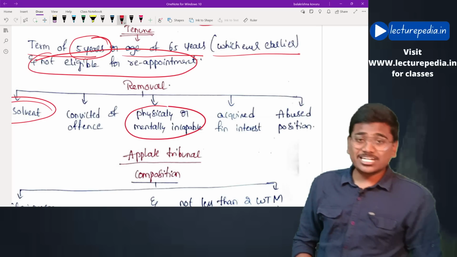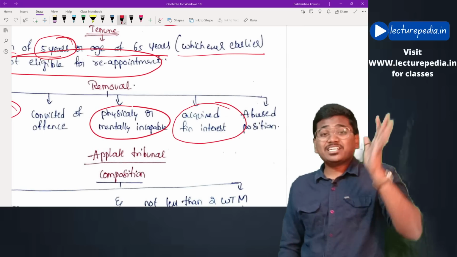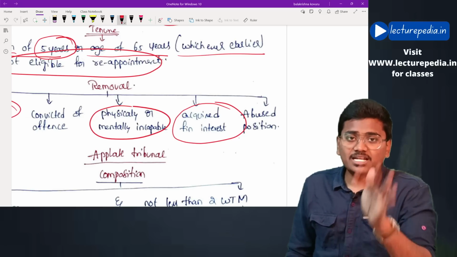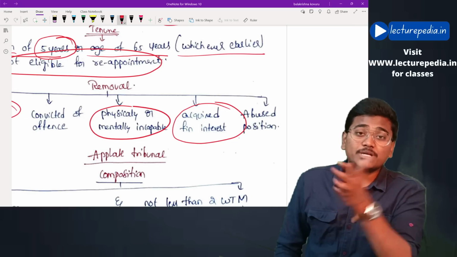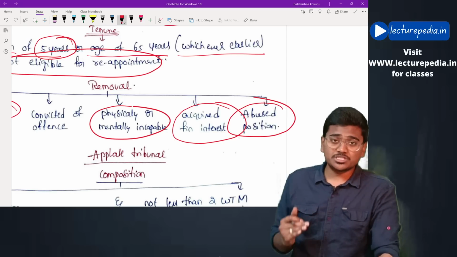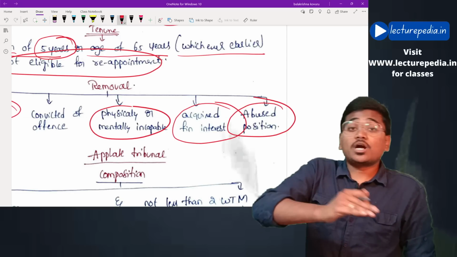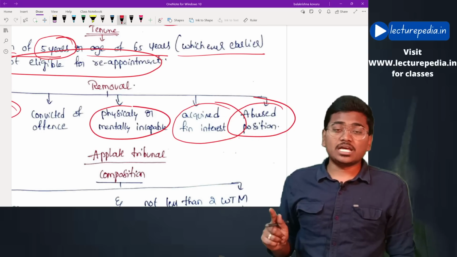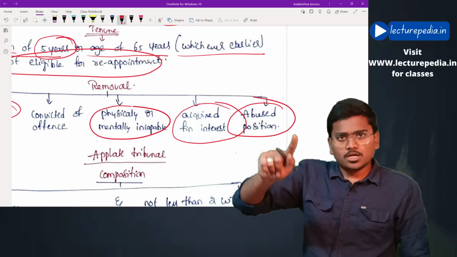If he is physically or mentally incapable, even in that case he will be removed. If he has acquired some financial interest, that is, he has become financially interested in that particular entity, even in that case that officer or chairperson will be removed from his office. Or if he has abused his position, and allowing him to continue in office would be prejudicial to the public interest, in that case also that person will be removed from the office of chairperson or member.